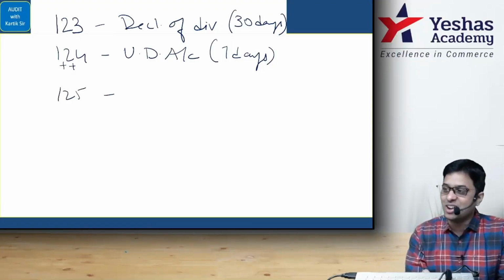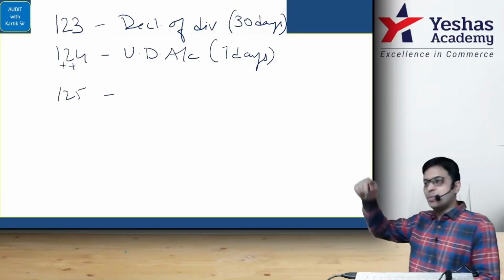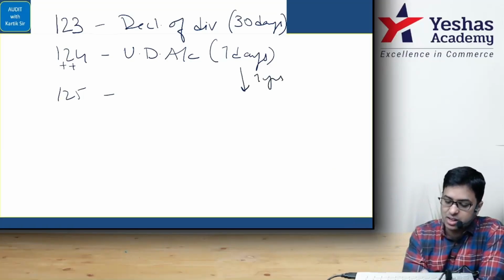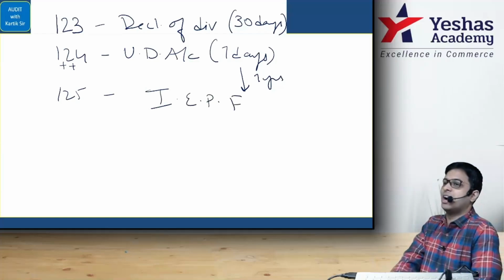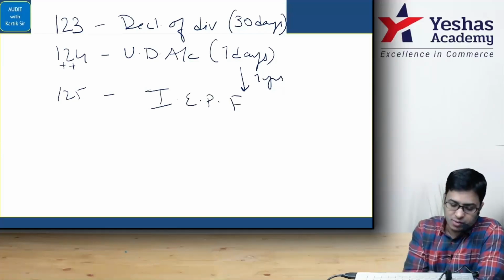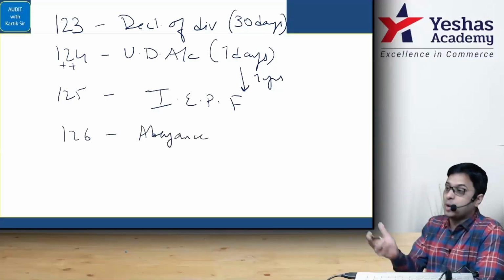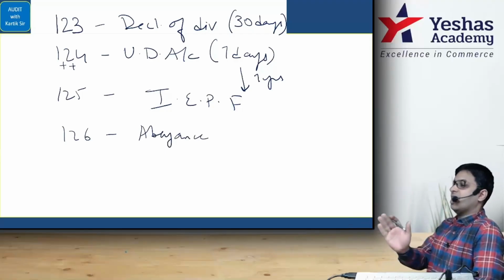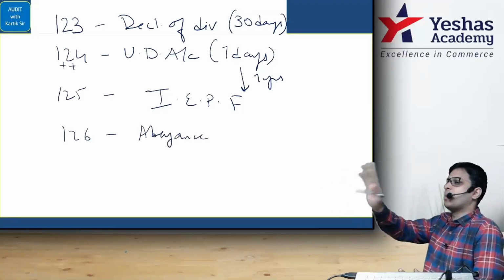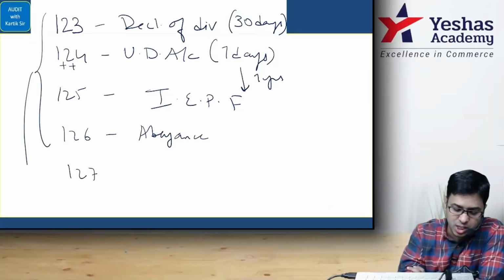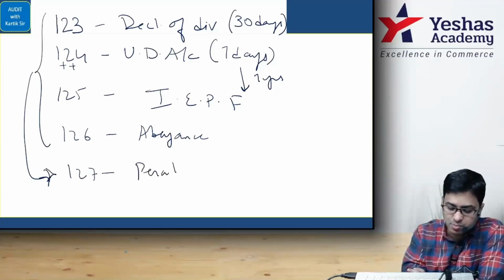So within 7 days, you transfer it to the unpaid dividend account. It will stay in that account for 7 years. And after 7 years, we transfer it to the IEPF, Investor Education and Protection Fund. After that, it is in abeyance. You don't know who to pay the dividend to, so we keep it in abeyance. Then we wait for the share transfer to happen properly, then you give it to the right person. And if you don't follow these things properly, a penalty is waiting for you under section 127. That is as simple as it is.